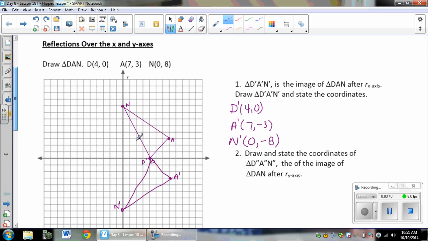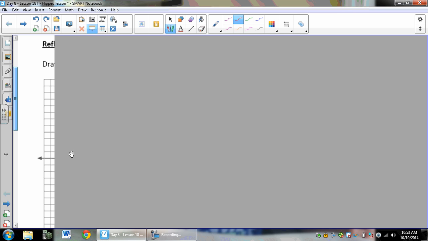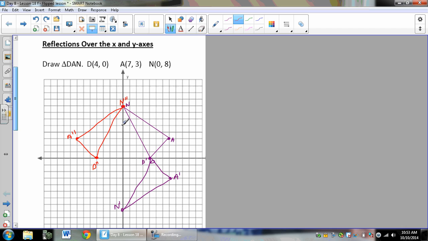All right, now, I want you to try this one on your own. I want you to take DAN right here, flip it over the y-axis. So take this triangle, flip it over that way, plot the new triangle, and state its coordinates. Press pause. Go now. All right, hopefully you flipped it over the y-axis. Let's see if yours looks like mine. So when I look at the graph, it flips over the y-axis.